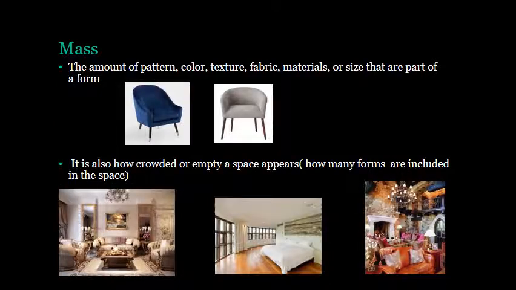The element of design mass is the amount of pattern, color, texture, fabric, materials, or size that are part of a form. So when we look at a form like a piece of furniture, it can have different mass depending on how it's put together.